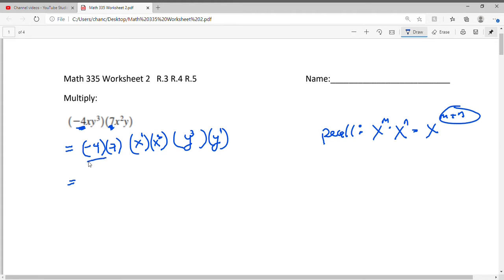We have negative 4 times 7, that's negative 28. x to the first times x squared, that's going to be x cubed. y cubed times y to the first, I add 3 plus 1 to give me 4. So that's it for the first question. It's not too bad. We just need to remember to add the exponents together when we multiply exponents.